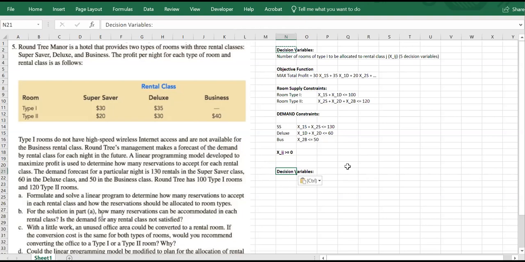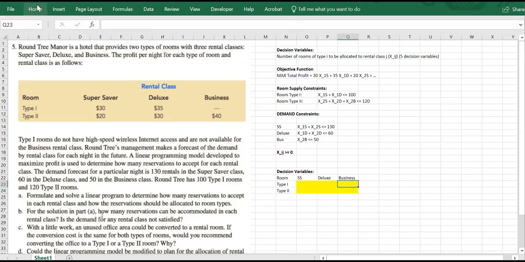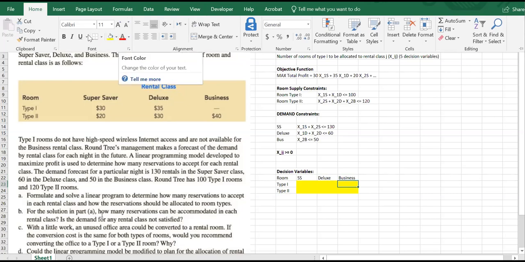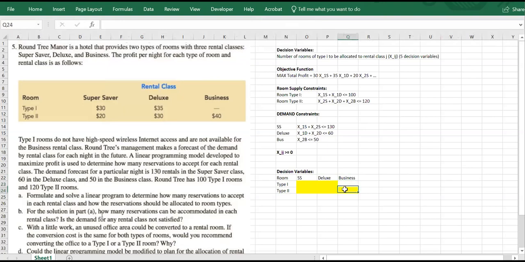So we have room, type 1, type 2. We have super saver, deluxe, and business. So these are my decision variables, except for this one, which is not available. I just changed that one back to no fill.